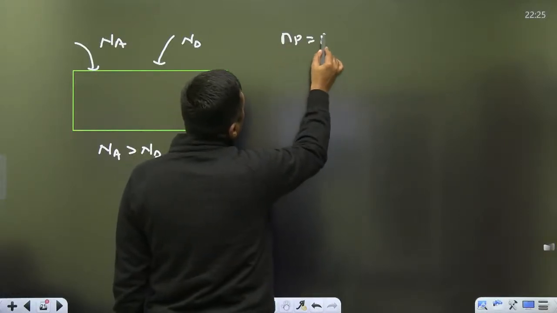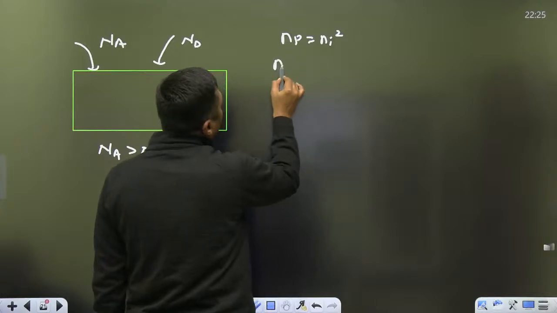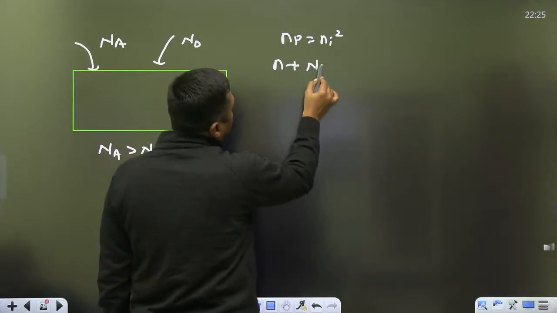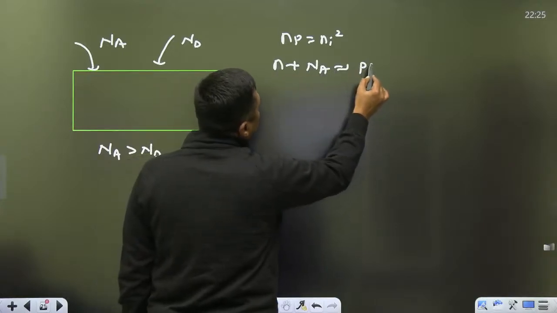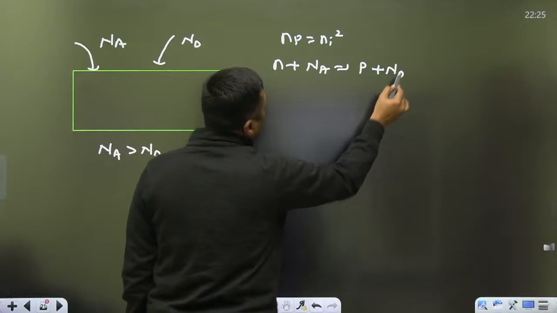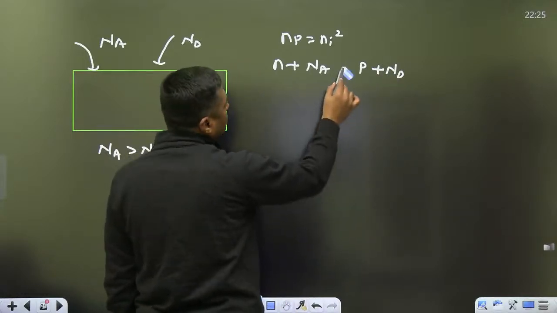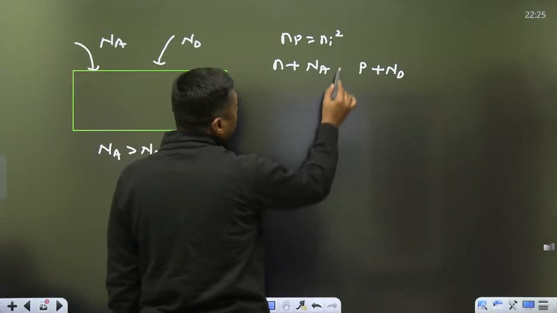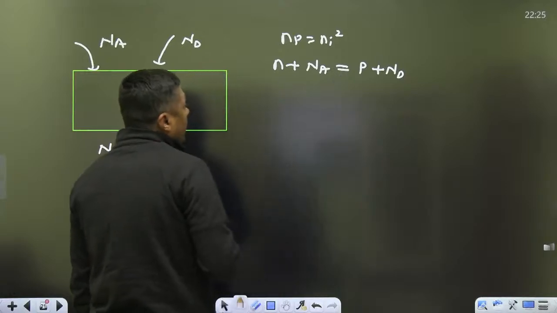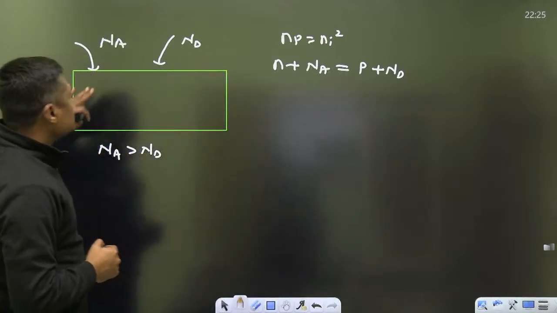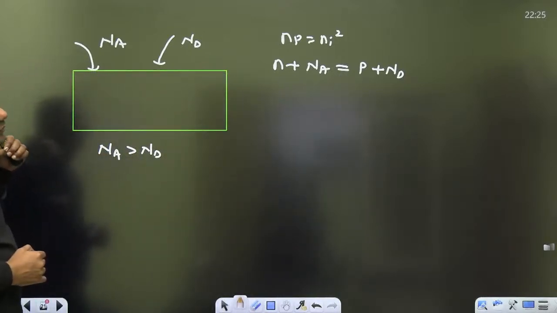np is equal to ni square. This is called the mass action law. N plus Na negative is equal to P plus Nd. Negative charge is equal to positive charge. This is the law of neutrality. Use these two formulas and you can find the exact concentration of hole and also the exact concentration of electron.